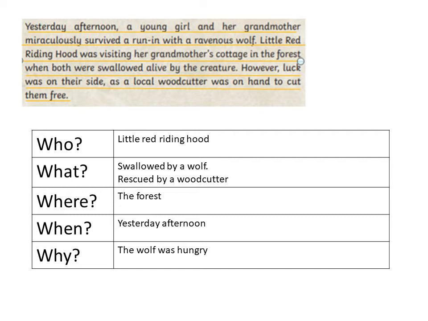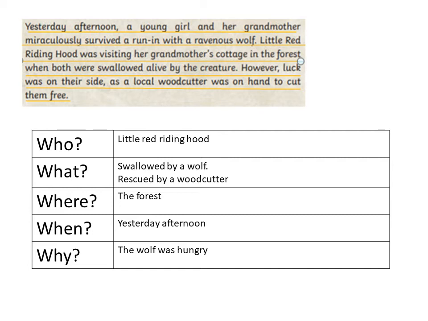In our paragraph for the Little Red Riding Hood newspaper article, I've highlighted it here so you can see exactly how the writer puts in the who, what, where, when, and why. So who is it? It's Little Red Riding Hood. What happened? She was swallowed by a wolf, then rescued by a woodcutter. Where? The forest. When? Yesterday afternoon. Why? The wolf was hungry. And all of those things have been put together into that paragraph.